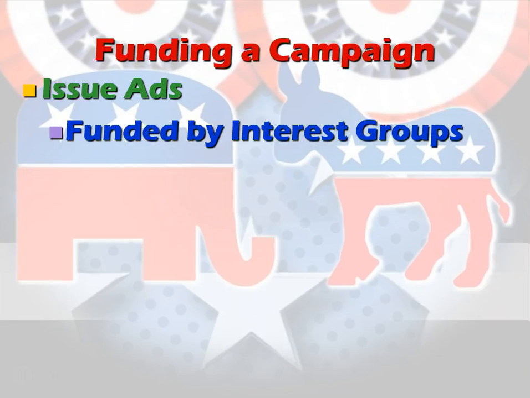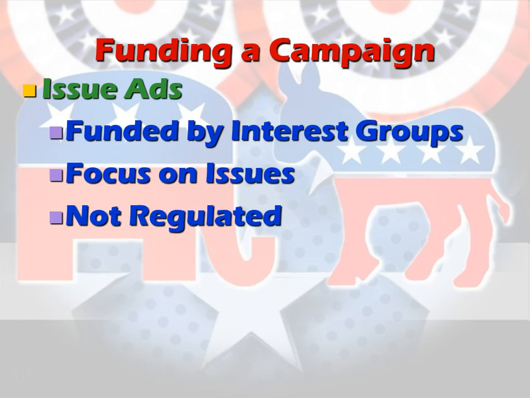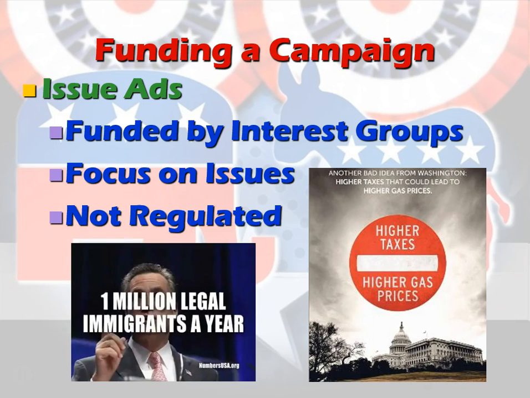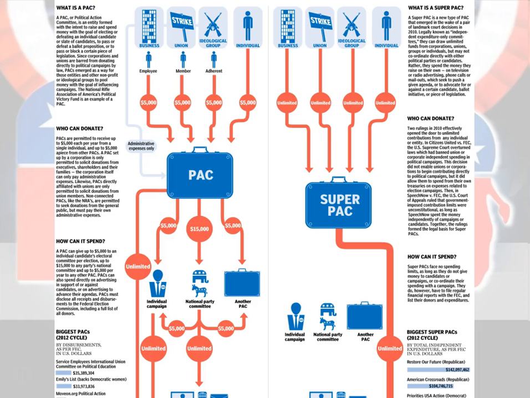And so they usually take out what are known as issue ads. Again, issue ads are funded by interest groups or political action committees. And again, they focus on the issues, not necessarily on the candidate. And so the key to figuring this out is when you watch a commercial, make sure that you look at the end to see if the candidate paid for the commercial or if a political action committee paid for the commercial. Here's where money comes from, and you can take a bigger look at this if you want.